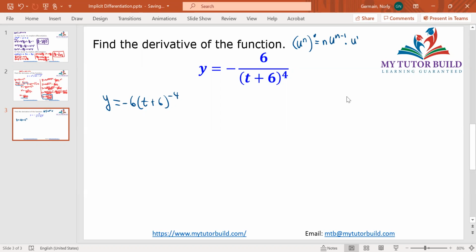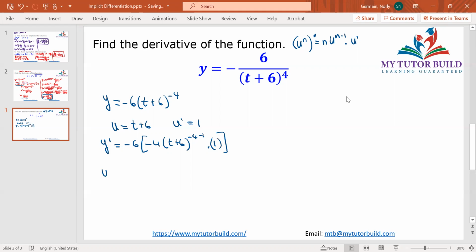In this particular example, let's say u for us is simply t plus 6. What is u prime? u prime is 1. So y prime would be, remember the negative 6, we're going to keep it outside. Now bring the exponent in the front, keep your u as is. Now exponent minus 1, times the derivative of u. So I think we can put it inside, times the derivative of u, which is simply 1.